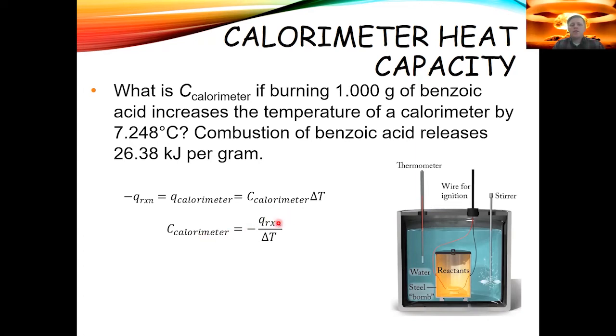So our system that we're looking at for the Q of the reaction is the reaction itself. So this is going to be the heat given off by that specific reaction, the heat change for the reaction. And that reaction, since it's giving heat off to the environment, is going to lose heat itself. So we're going to have to put a negative sign in front of there. So the reaction is going to lose negative 26.38 kilojoules for every gram that's burned. And then those negative signs can cancel out. So we plug these in, we do our math, and we find that the calorimeter has a heat capacity of about 3.64 kilojoules per degree Celsius.